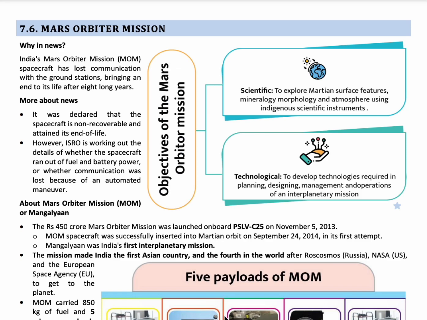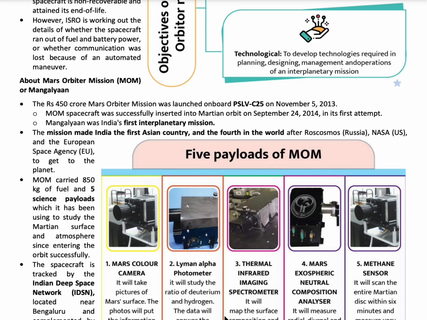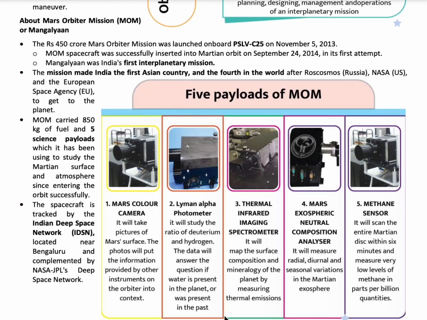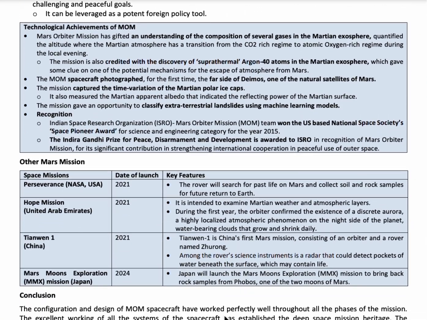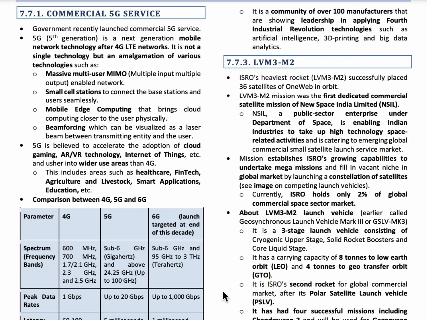It has photographed the inside view of one of the natural satellites of Mars, and the MOM team has won the US-based National Space Society's Space Pioneers Award in the Science and Engineering category in 2015, and the Indira Gandhi Prize for Peace, Disarmament and Development was awarded to ISRO for its significant contributions through the MOM mission. And other Mars missions are the Perseverance mission of the USA, the Hope mission of the UAE, Tianwen-1 of China, and the Martian Moons Exploration mission of Japan.